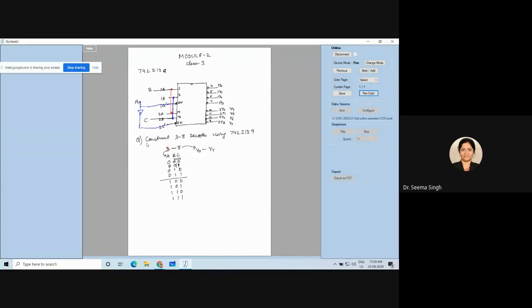Is this clear? Any doubt in this? Yes or no? What, ma'am? Understood, ma'am. Okay, so if it is clear, then quickly we will do some simple questions with respect to your decoder.